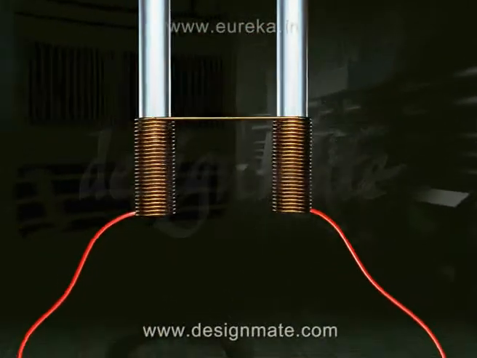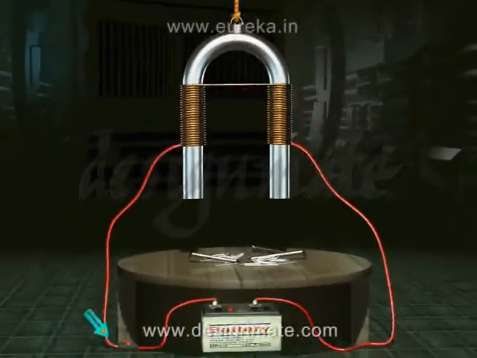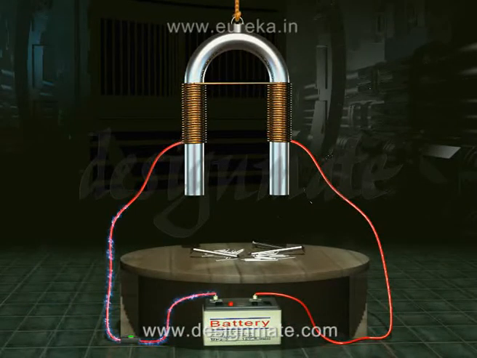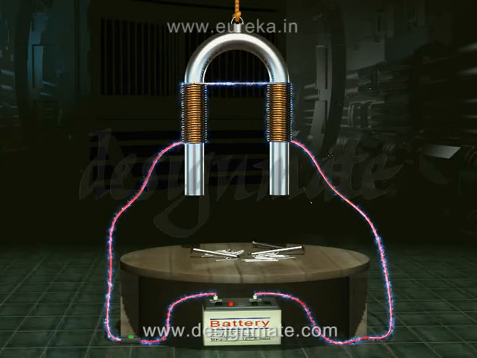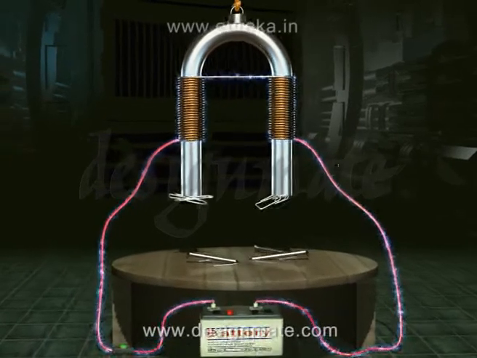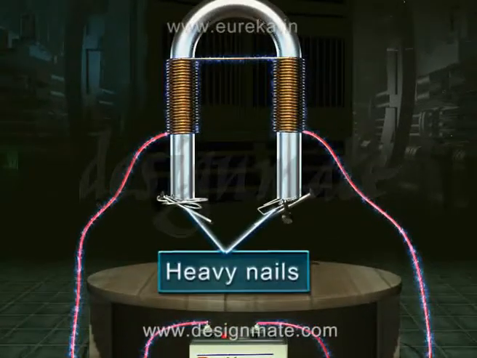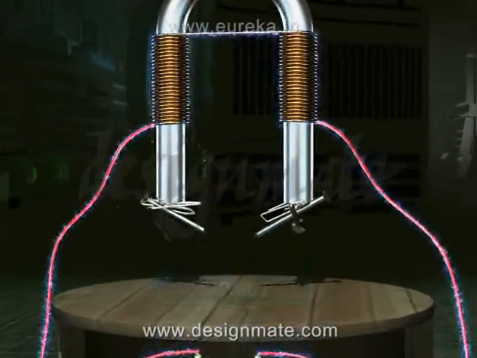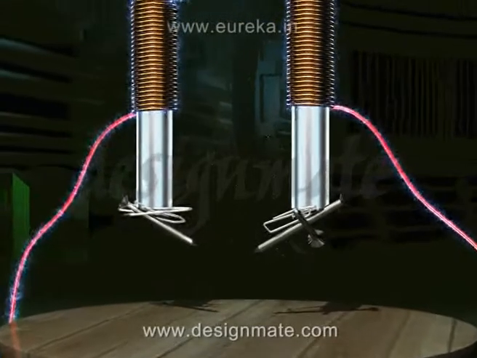Place a metal bar inside such a coil and turn on the current. You will find that the strength of the electromagnet increases and it starts attracting heavier pieces of iron. An electromagnet is used for several purposes.